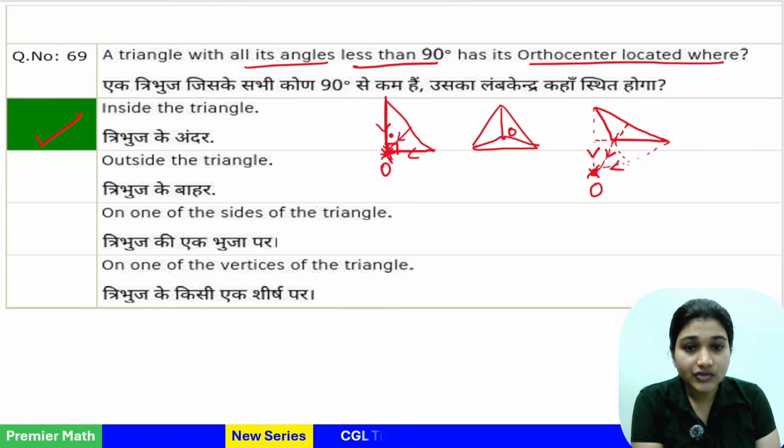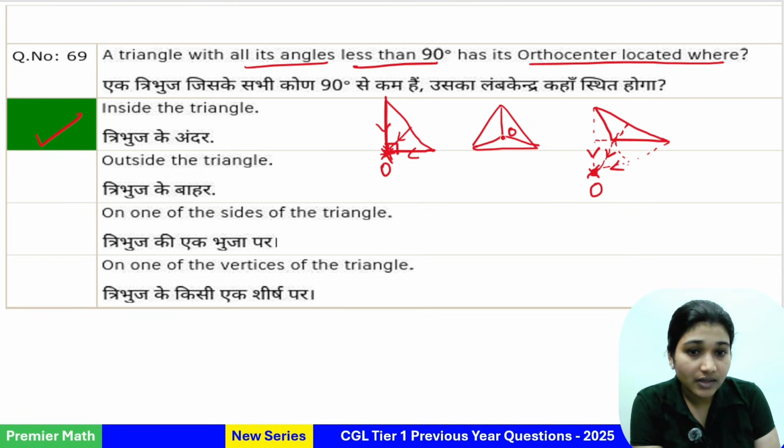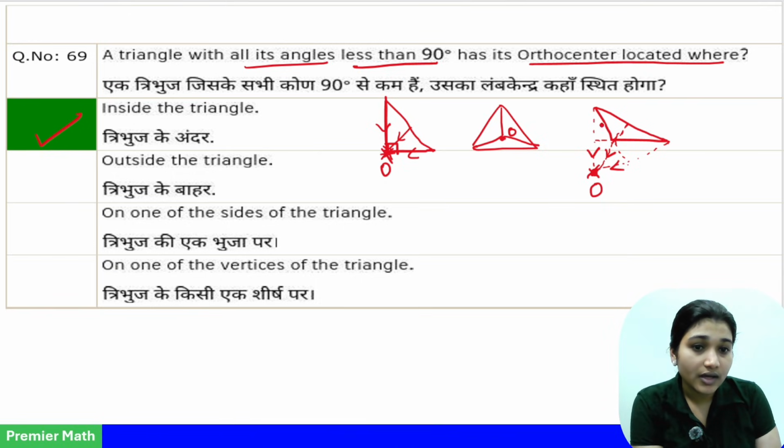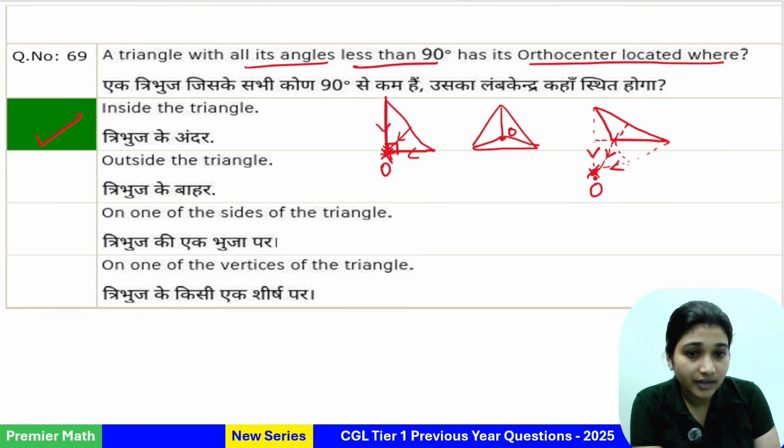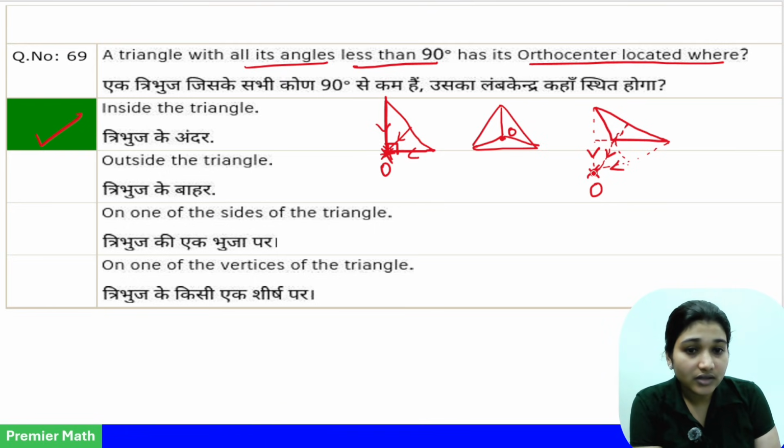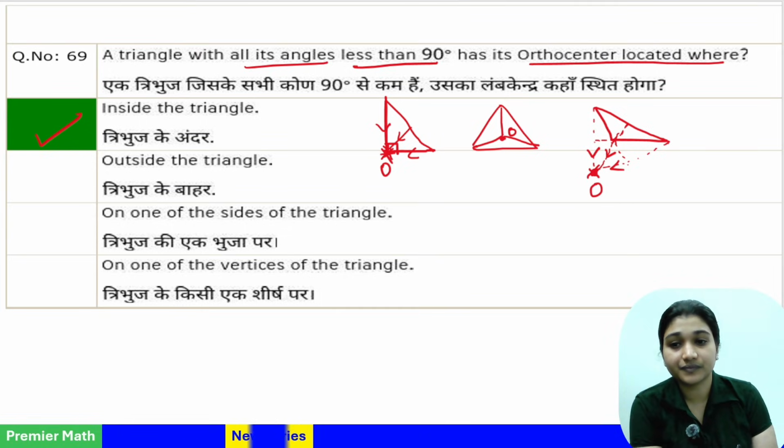For a right angle triangle, all the altitudes meet at this point, located here at the right angle vertex. For a triangle with all its angles less than 90 degrees, they meet at this point, inside the triangle. And for a triangle with one angle greater than 90 degrees, the orthocenter is located outside the triangle. So option 1 is your answer.